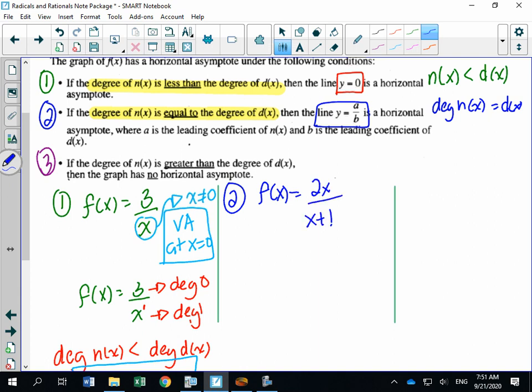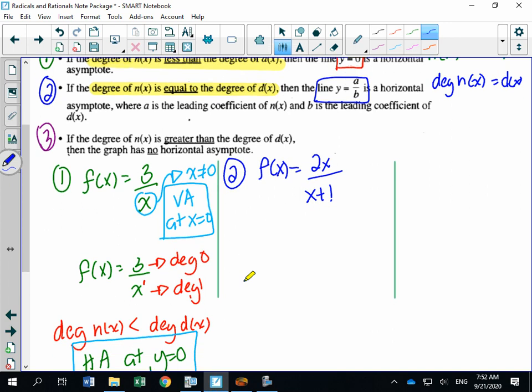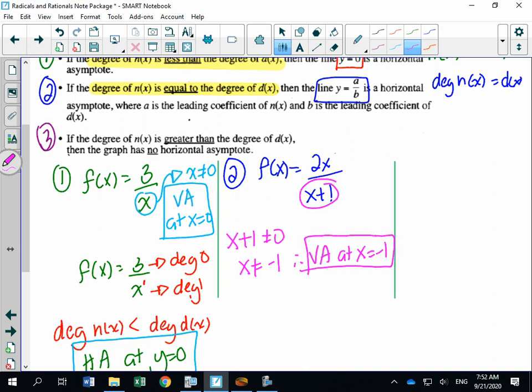So again, remember from the first lesson, part 1, we need to find the non-permissible value, and that's going to give us our vertical asymptote. So I would say, okay, this x plus 1 cannot be equal to 0, so x cannot be equal to -1. Therefore, there's a vertical asymptote at x is equal to -1. There's going to be a VA at x is equal to -1.